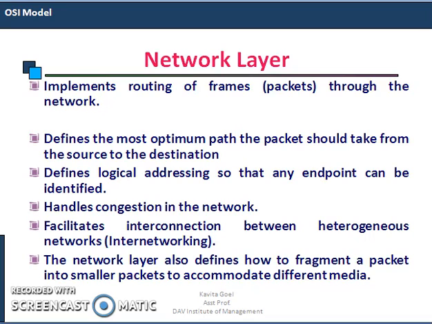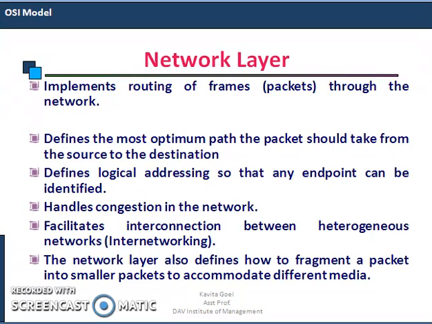If two systems are connected to the same link, there is usually no need for a network layer. However, if the two systems are attached to different networks with connecting devices between the networks, there is often a need for the network layer to accomplish source to destination delivery. The figure shows the relationship of the network layer to the data link layer and transport layer.